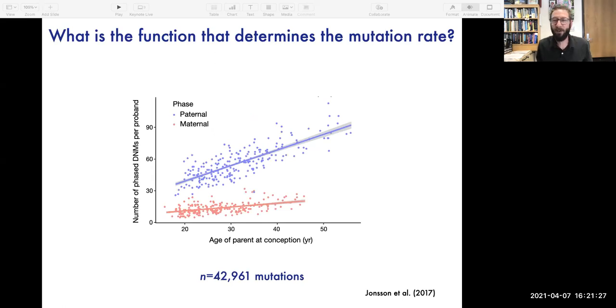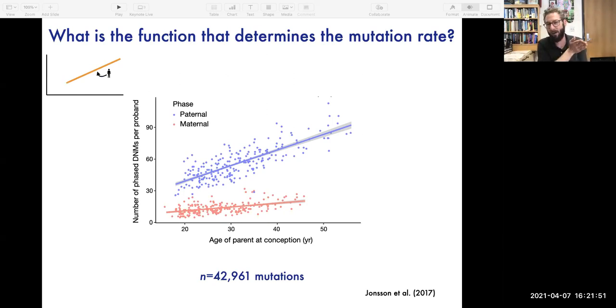Okay, so what is the function that determines mutation rate? How do we use the owl monkey data to help us answer this question? These are, again, the data from human Icelanders. We have about 43,000 mutations here, and we can parameterize the model. We can basically fill in this orange line. That's what the human line looks like.